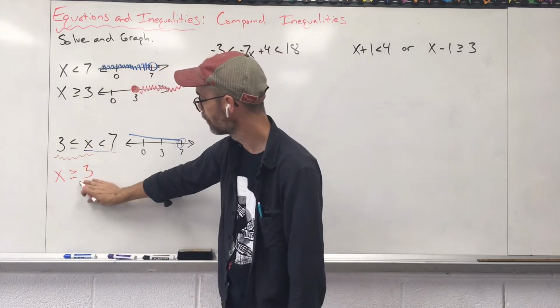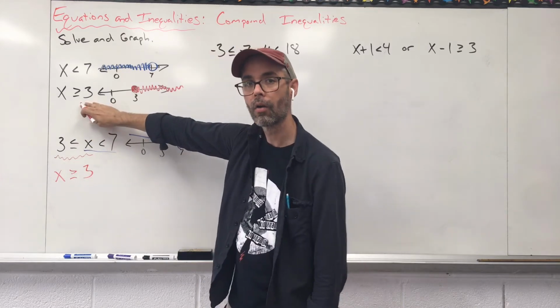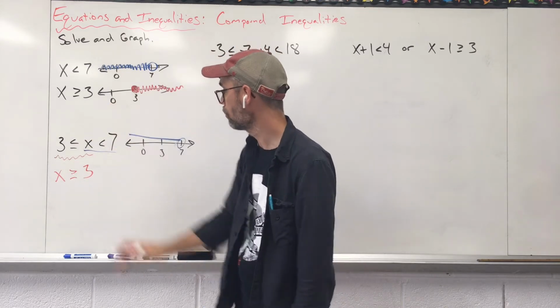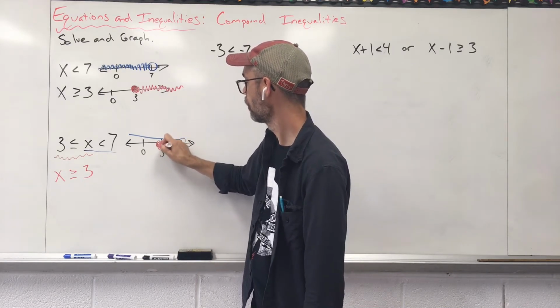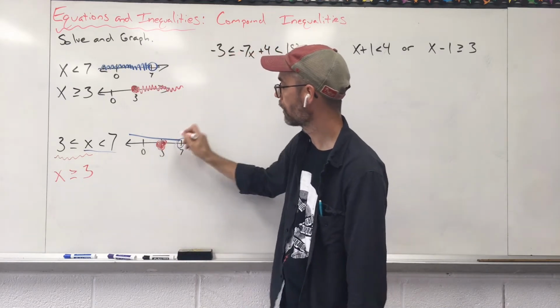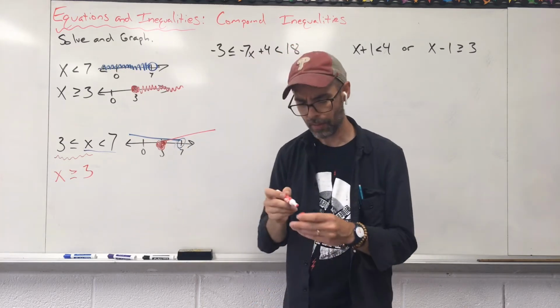Now this is the same thing we have up here, and we already know what that graph looks like. So at that 3, we're going to do a closed circle, and this time we're going to shade everything to the right. And you get something like that.